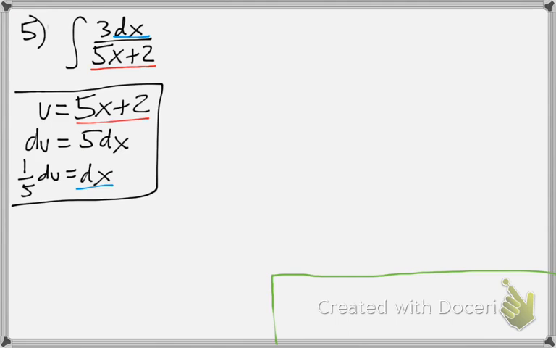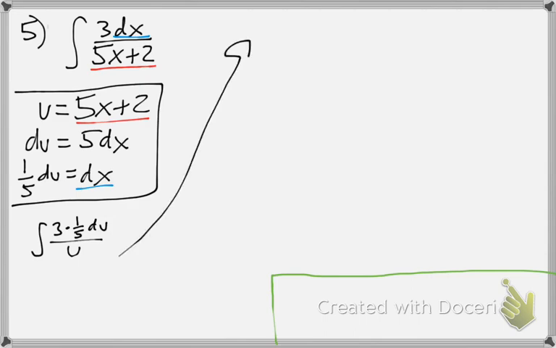So my new integral is going to be 3 times 1/5 du over u, which, let's combine that to be 3/5 du over u, which the integral of that is going to be 3 over 5, and when you have 1 over u, that just turns into the ln of u plus c.